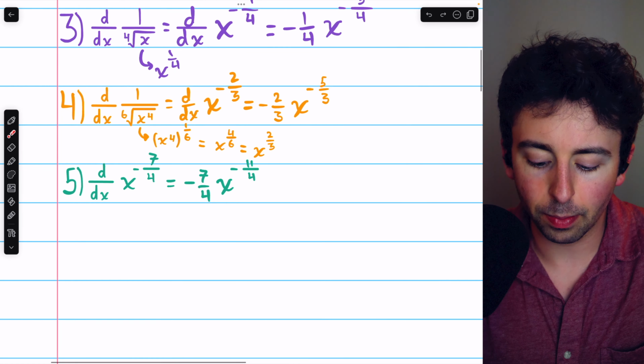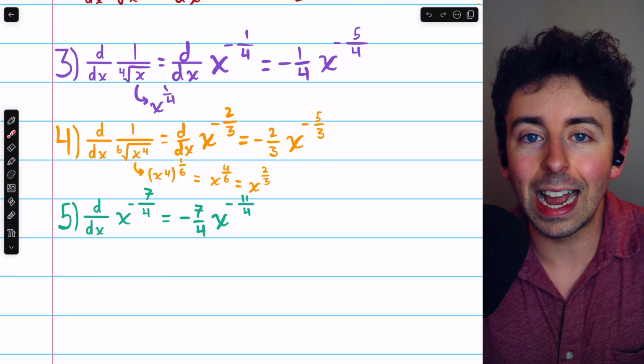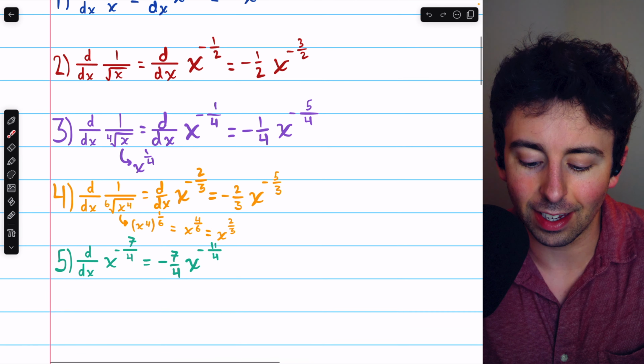And those are a few examples of how to take derivatives with the power rule when the powers are negative, and some of the rewriting that's involved.